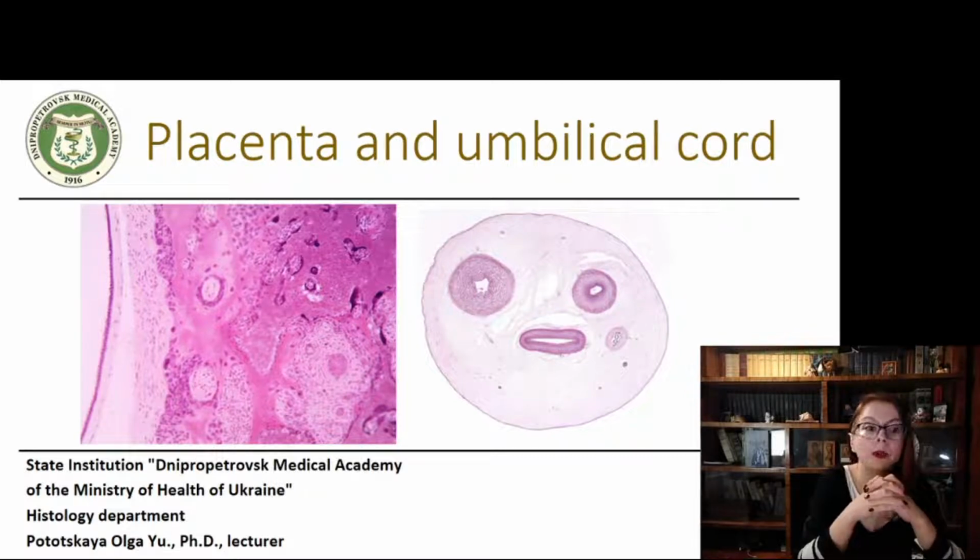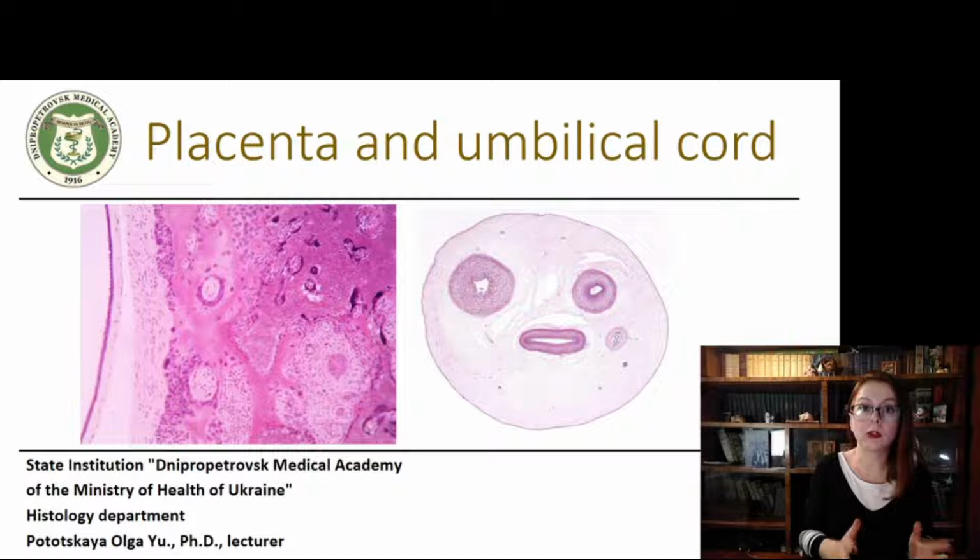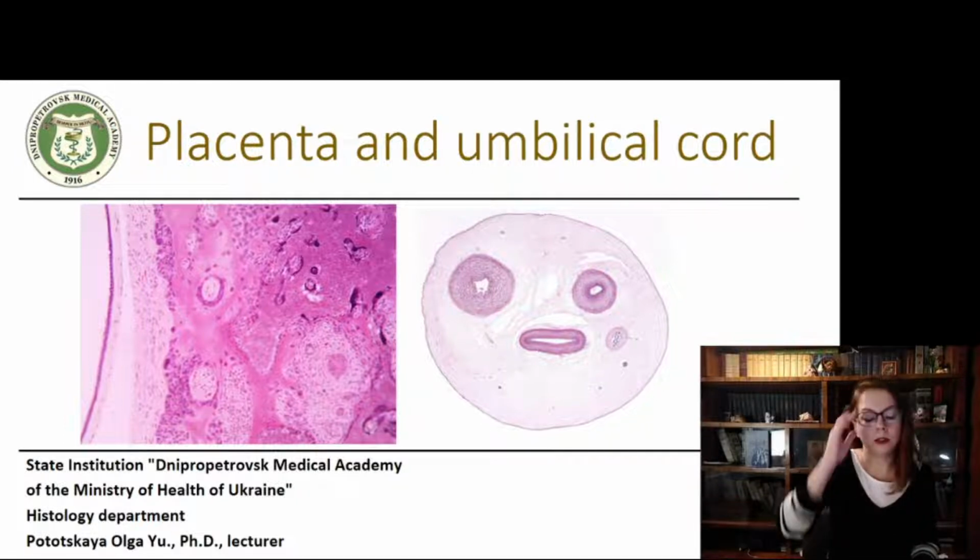Hello everyone, today we are going to talk about placenta and umbilical cord. These are two temporary, transient structures and they are no longer needed just after the birth, but nowadays they are considered not as biological waste just after the birth, but as a valuable source of stem cells. So today we are going to discuss the structure, function during the pregnancy and what we can obtain from these structures just after the birth.